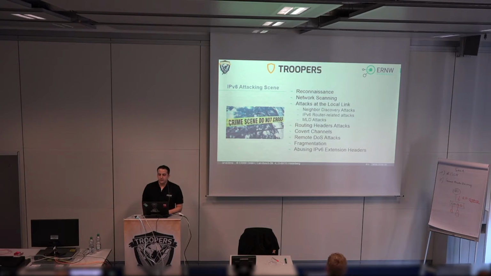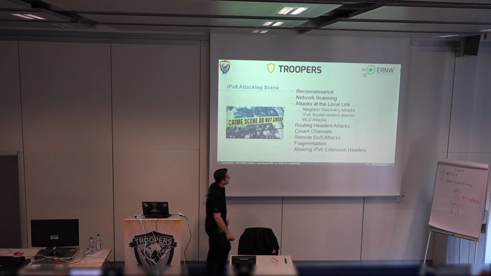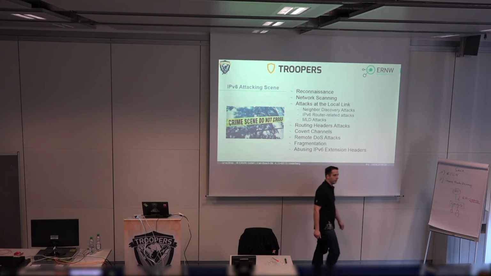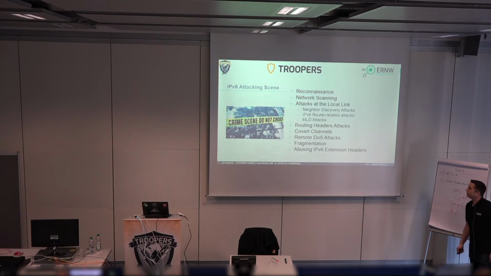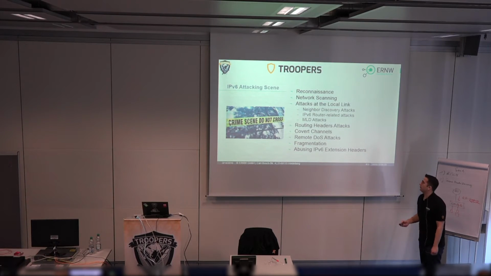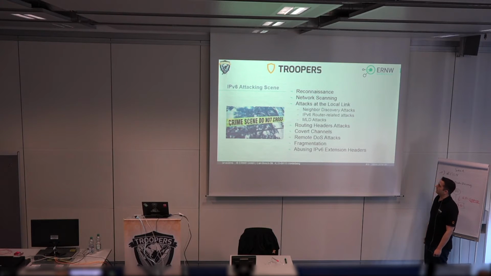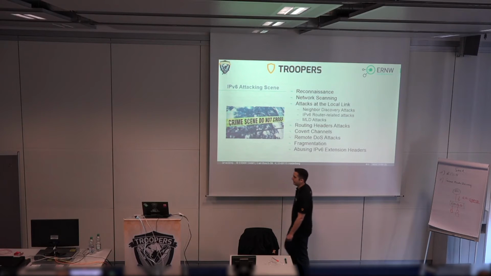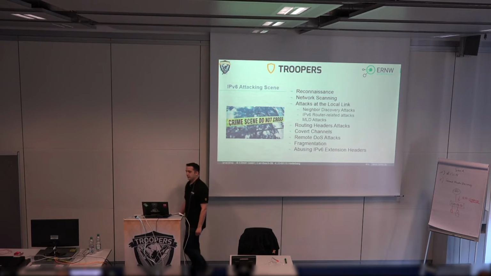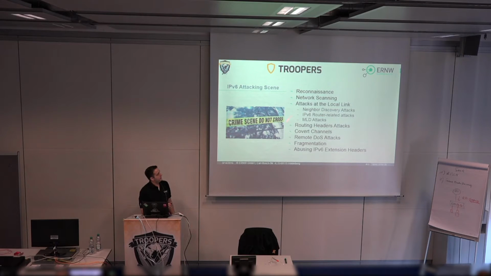So now we have set our baseline straight. Let's have a look. What kind of attacks can we perform in an IPv6 network? There are of course several attack types. We have reconnaissance, network scanning, attacks on the local links, then routing headers, or in general fragmentation or extension header based attacks. What we will cover here mostly are the attacks on the local links.